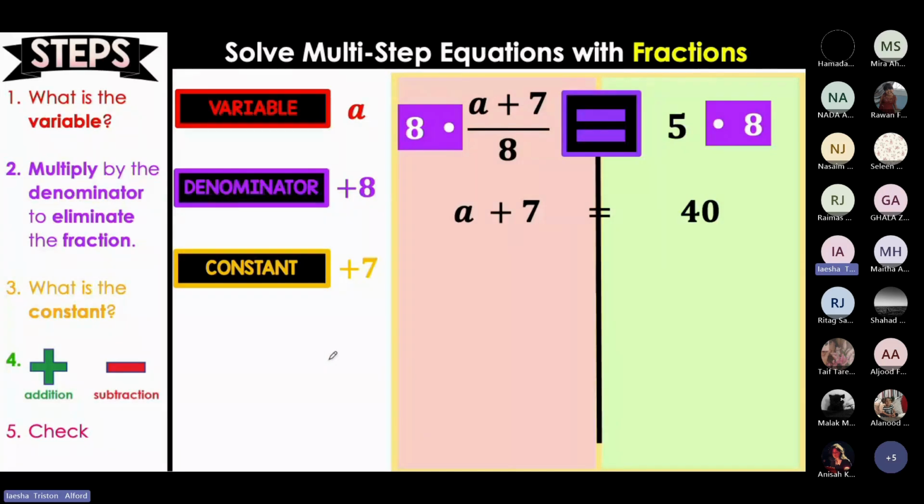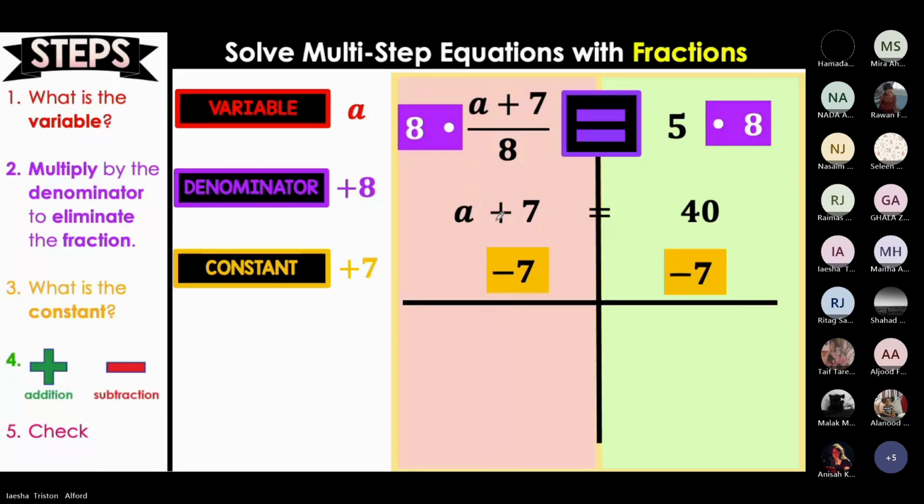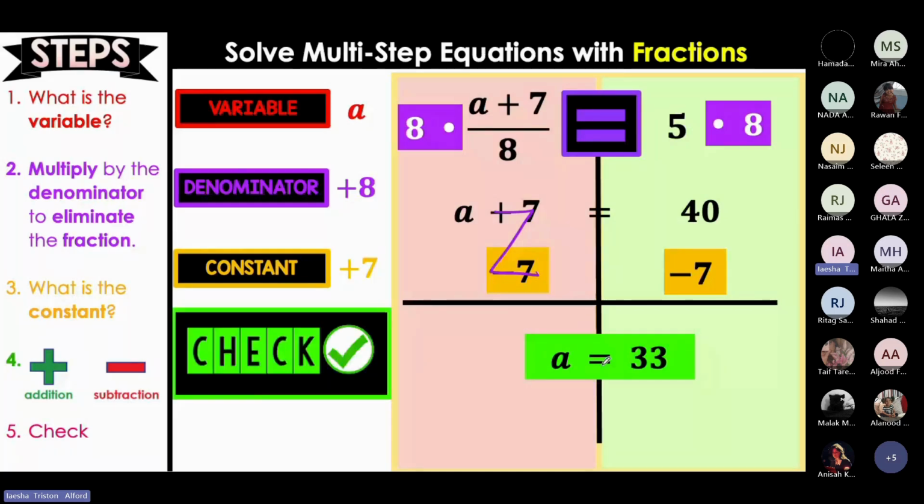What happens now? We want the constant to be 0. Subtract 7 both sides. 7 subtract 7 makes 0. The a, you keep it down. 40 subtract 7 gives you positive 33. To make the check, do not write a, put positive 33.